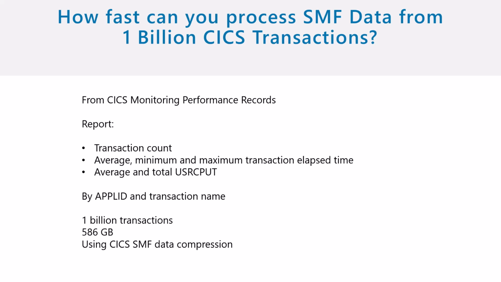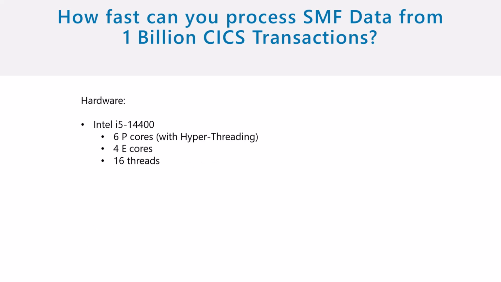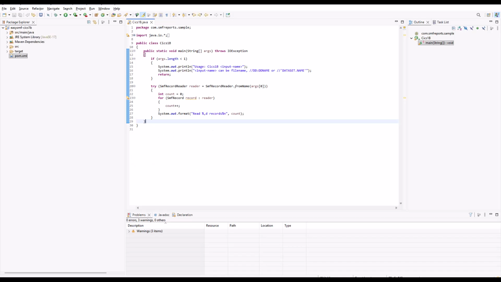I don't have enough DASD for 1 billion transactions on the mainframe, so I'm going to run it on a PC. The PC is an Intel i5-14400 with a 1TB Crucial P310 SSD. So it's a decent mid-range PC, but nothing extreme. Let's have a look at the program.